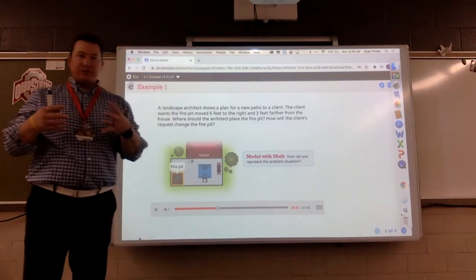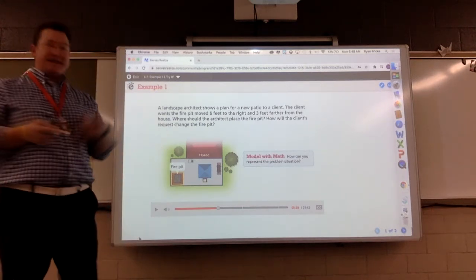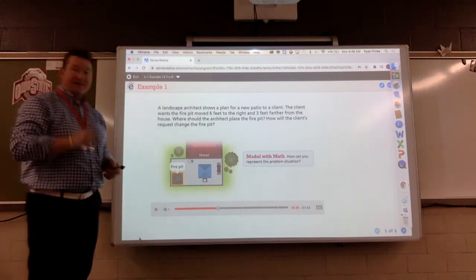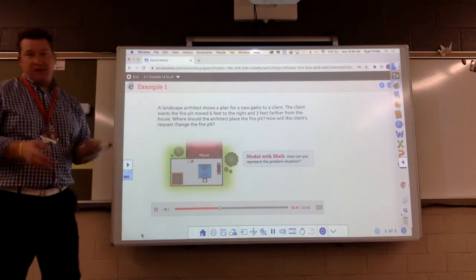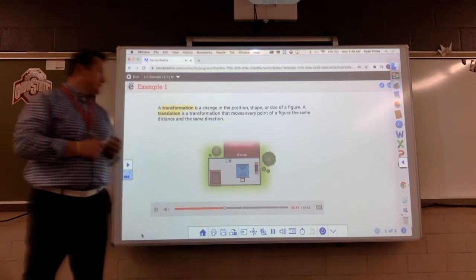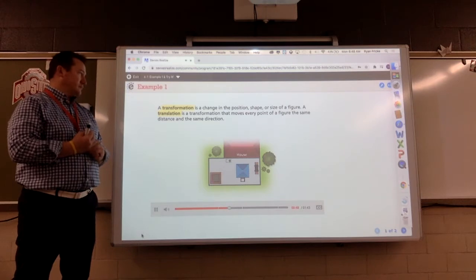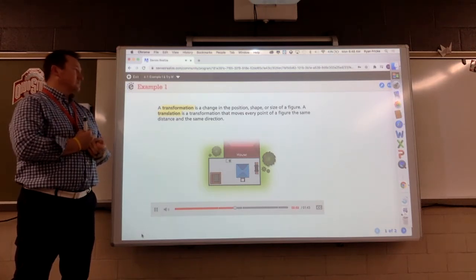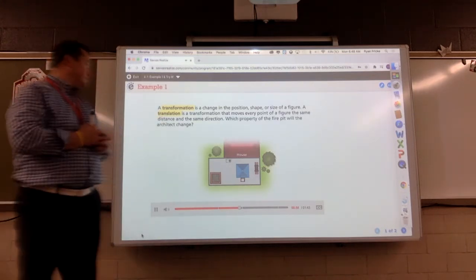So these are these things we call translations, right? We have many what we call rigid motions. We'll get into them as we do 6-2 and 6-3 and 6-4. All right, this is our first one, though. Translations, we also call them slides. Sounds fun, maybe. A transformation is a change in the position, shape, or size of a figure. A translation is a transformation that moves every point of a figure the same distance and the same direction. There we go. Which property of the fire pit will the architect change?